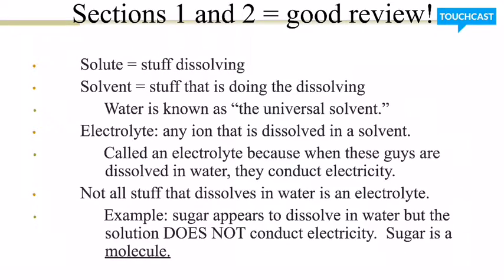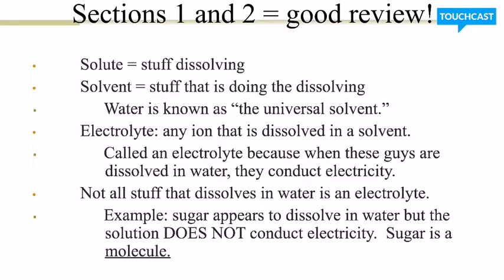In sections 1 and 2 of Chapter 4, I consider this just a really good review, stuff that you should probably already know. Like a solute is the stuff that dissolves, solvent is the stuff that does the dissolving, all right, and just kind of basic ideas of what an electrolyte is. An electrolyte is any ion that is dissolved in a solvent that causes the solution to, well, conduct electricity. But here's the thing that I need to make sure you guys know.